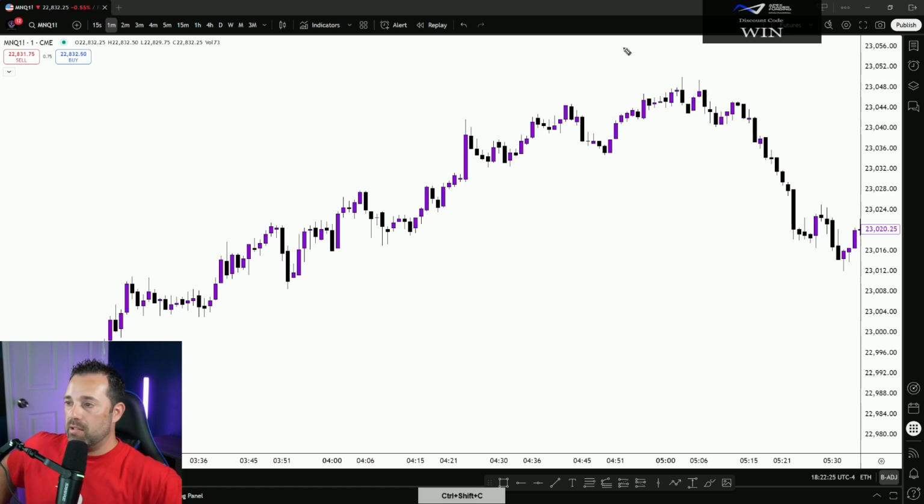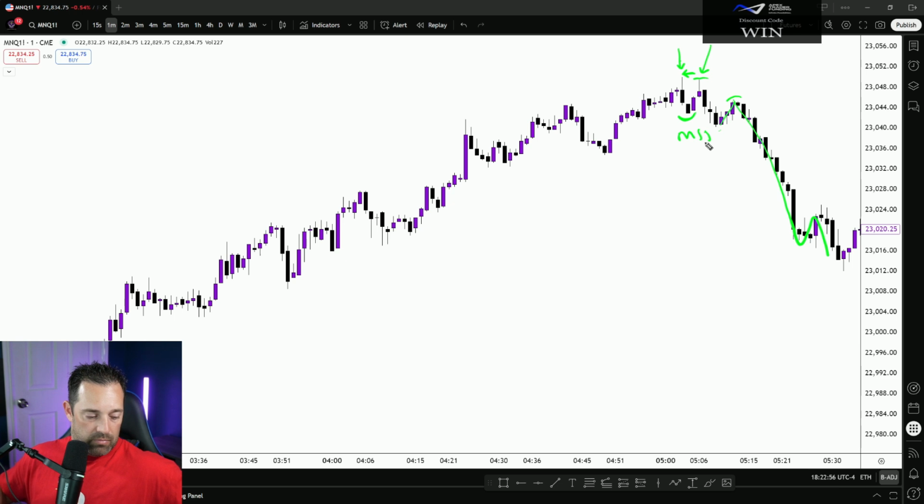So a couple of keys here. This high and this one could not take out that one, right? So this high could not go higher. And then from there, it went lower than this swing low. So there's your market structure shift. And as you can see, when it pulled back up, again, lower, lower, and then continued down. So there's your shift, market structure shift. Just like that. That's all that is.